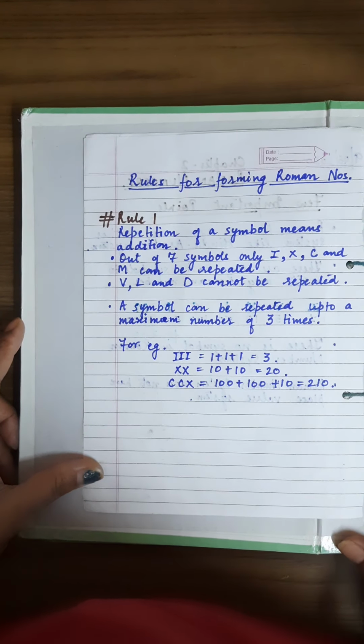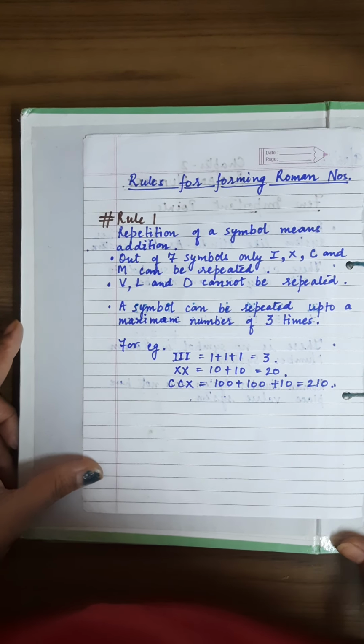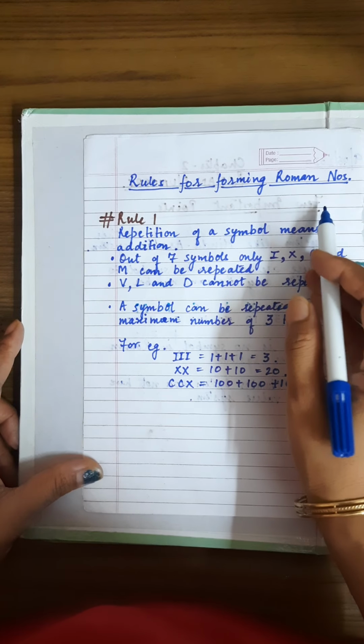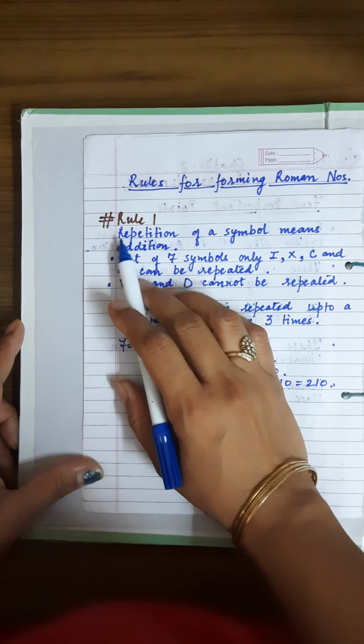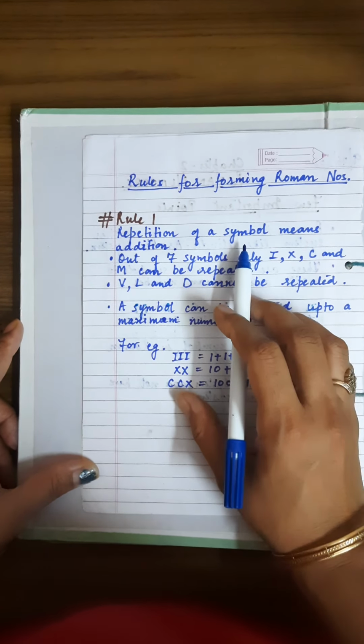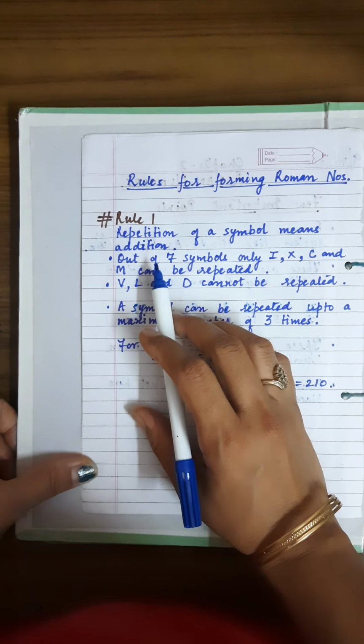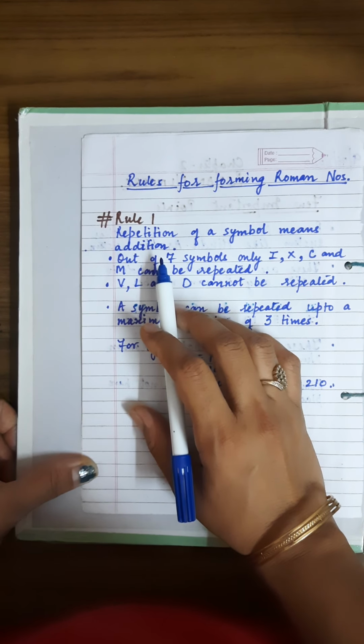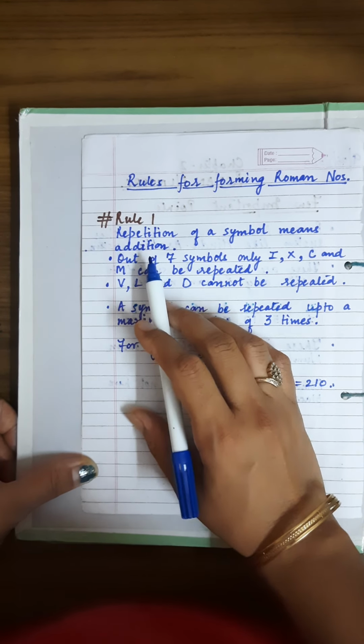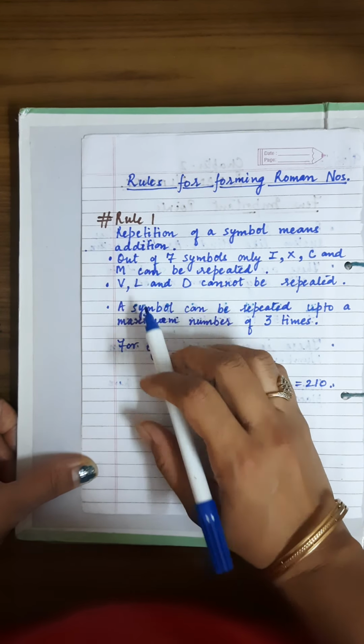So for writing Roman numbers we have to follow certain rules. The rules for forming Roman numbers are these. First rule, repetition of a symbol means addition. That means if the same symbol is written together, they have to be added. I'll give you an example later on.